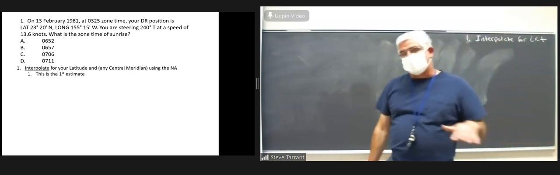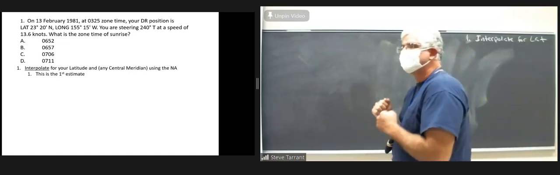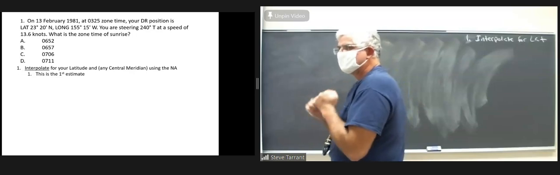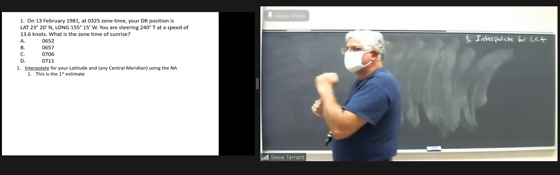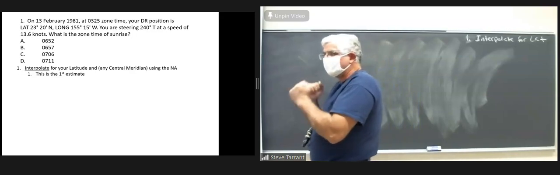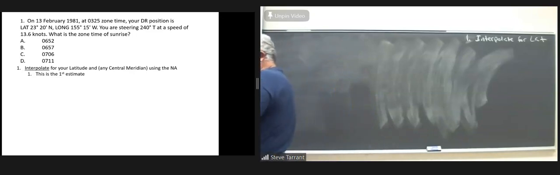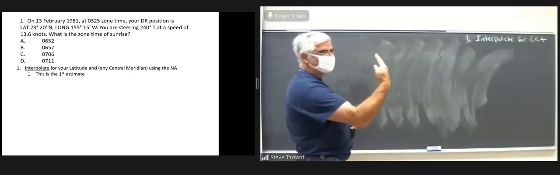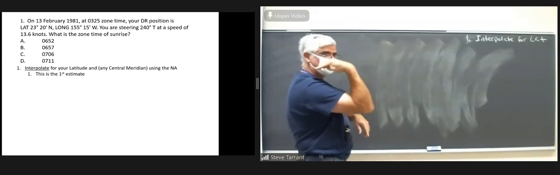This is what's called the first estimate. What we're going to do is cozy up to what we think the time of sunrise is going to be in 2 steps. First, we're going to cozy up to it, approximating the time for our latitude. And then we're going to cozy up to it with a second step that accounts for our longitude. So really, first account for your latitude, second account for your longitude.